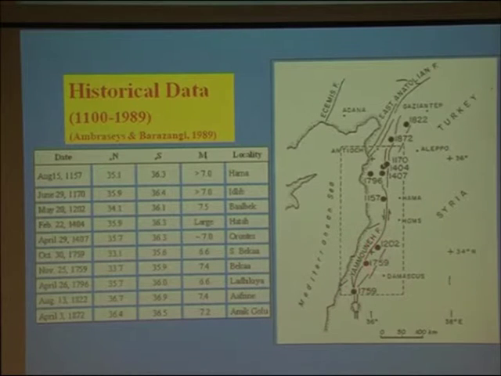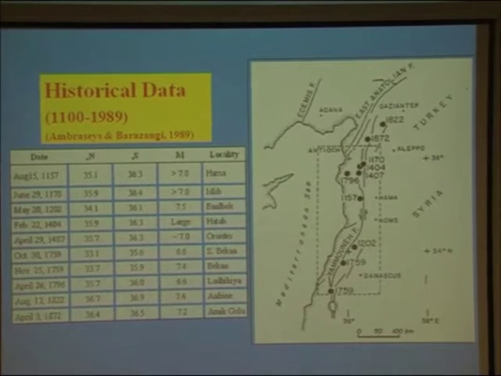And if we say the recurrence period of major earthquakes is about 250 to 300 years, we are in the recurrence period for a major earthquake, but this could be plus or minus 100 years. You cannot just say tomorrow it's going to happen.